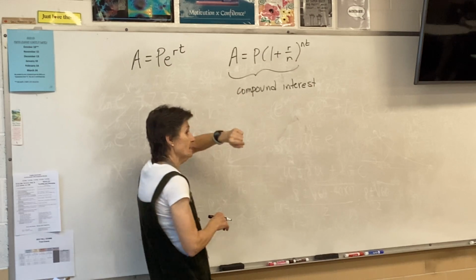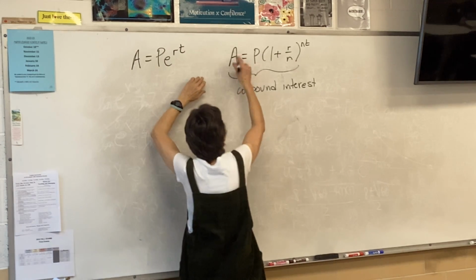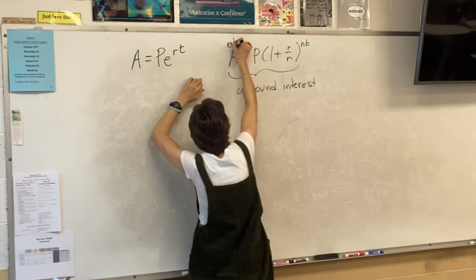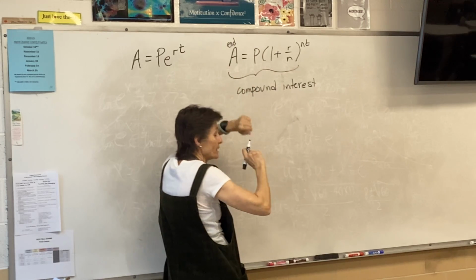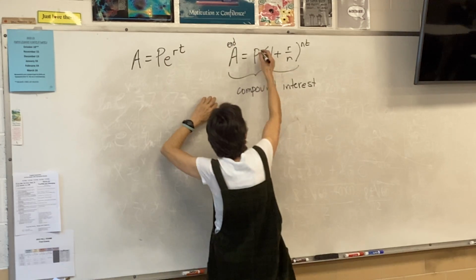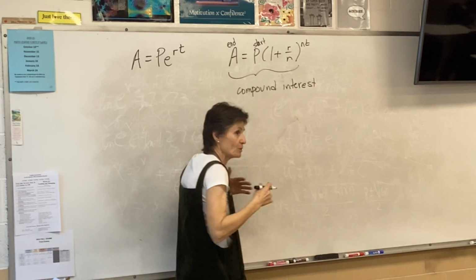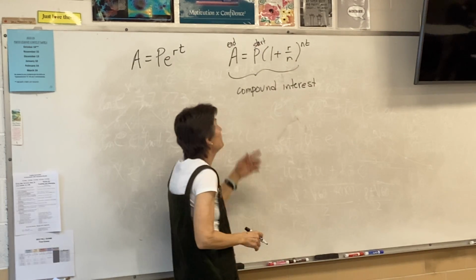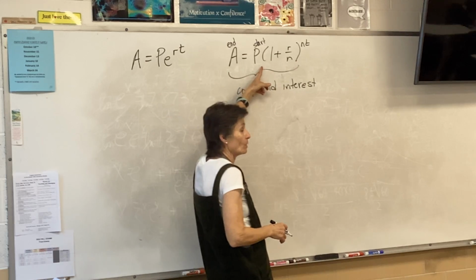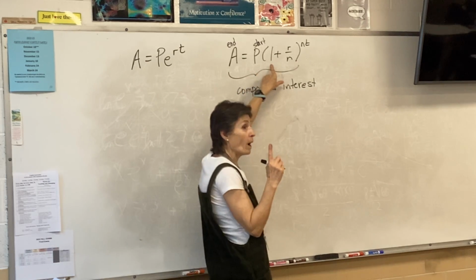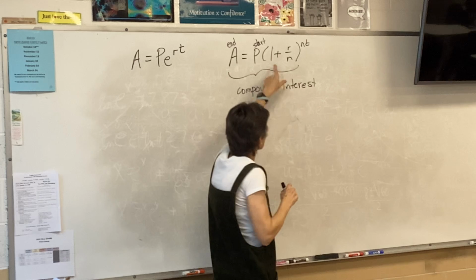Now, what do all these letters stand for? A stands for the end amount. That's however much you're gonna end up with. P is how much you started with. You may have heard of the word principal. When you go to the bank, you invest your principal. That's your original investment. What did you start with? That's a 1, the number 1.